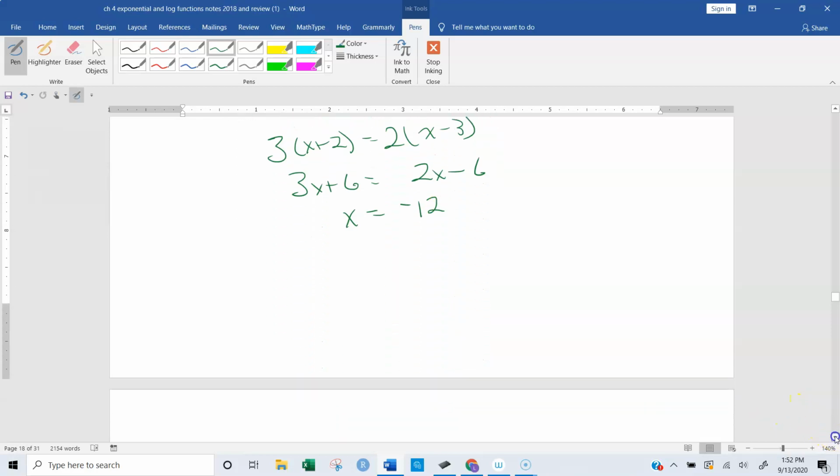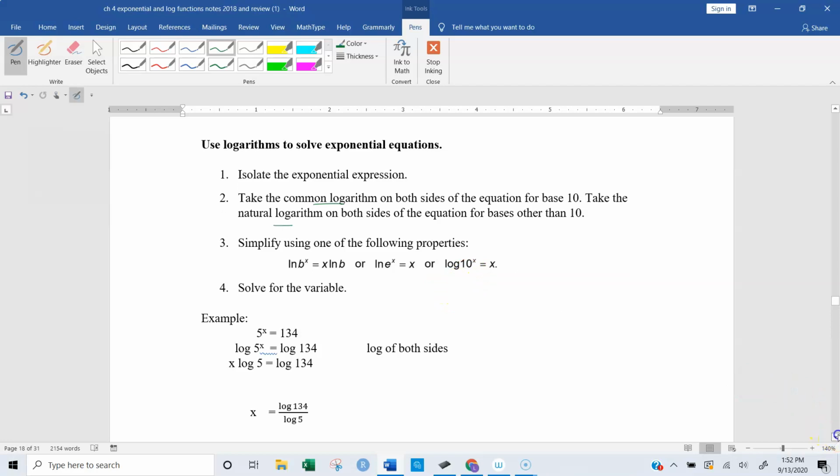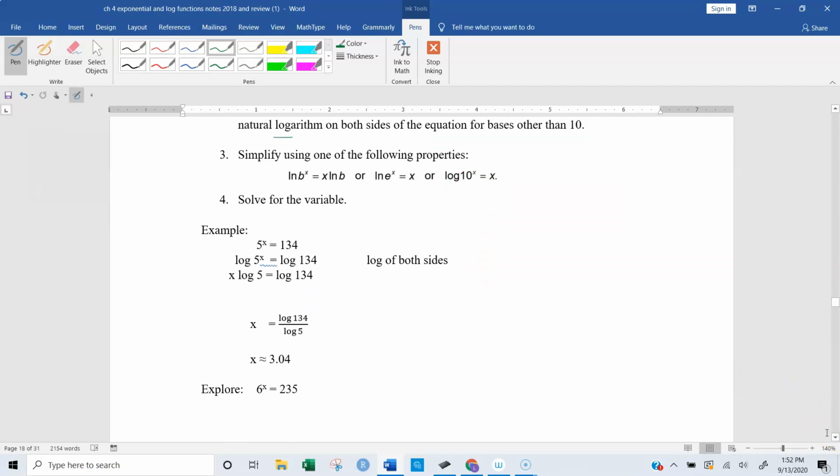We're going to get them just a little bit harder here. Okay, when you're doing this, you have to isolate the exponential expression before you can actually do the work. You take the common log on both sides, base 10, or the natural log on both sides, whatever one you want. Simplify using one of the properties. So if it's e, you do a natural log. You bring it to the front for your exponent. Here, natural log of e is going to cancel. Log base 10 of 10 cancels, and then you solve. Okay, let's go. So now we've got 5^x equals 134.